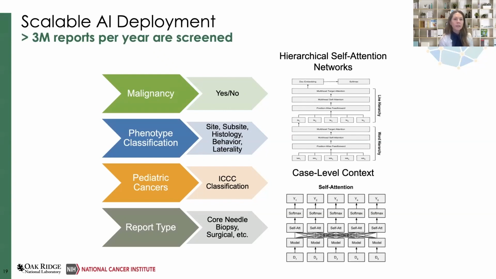The first model is malignancy, whether or not that cancer information from the report indicates a malignant cancer. Phenotype classification, so we're predicting site, subsite, histology, behavior, and laterality from the text. For pediatric cancers, because they are a specific subset and have specific terminology surrounding them, we have a separate model that predicts pediatric cancer classifications.